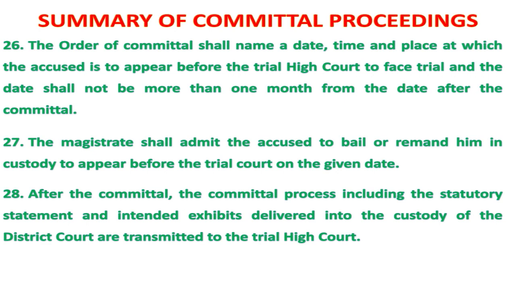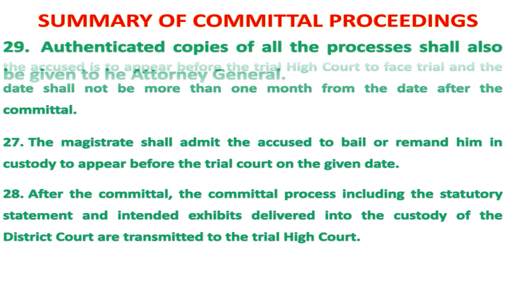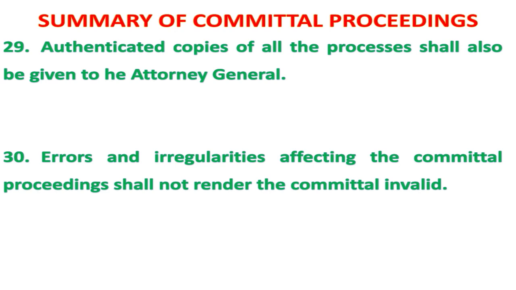Then 28, after the committal, the committal process, including the statutory statements and intended exhibits delivered into the custody of the district court, are all transmitted to the trial high court. Remember, we said that the district court is finished with their work. So what more are they doing? Everything is supposed to be transmitted to the trial high court. 29, authenticated copies of all the processes shall also be given to the Attorney General, because they will definitely have to prosecute the case. So now everything has been given to the trial court and the Attorney General.